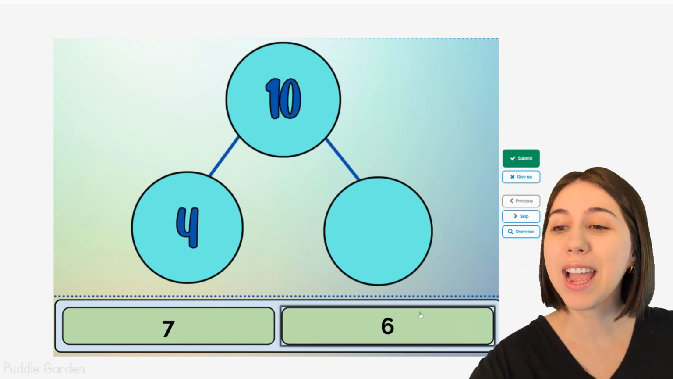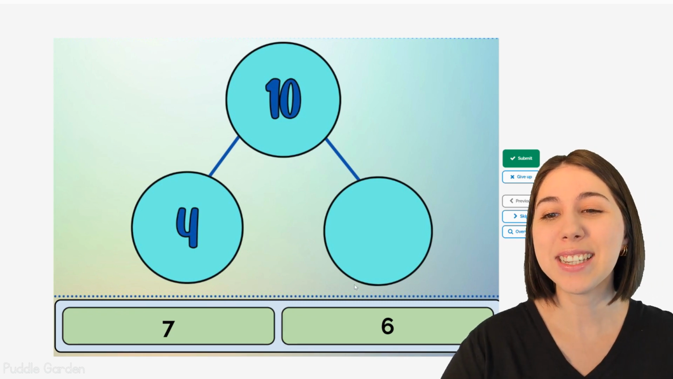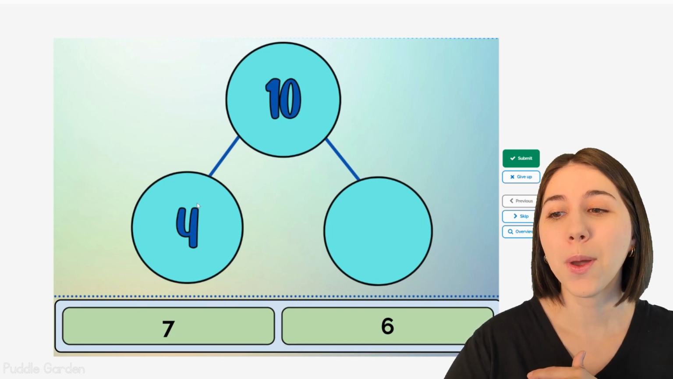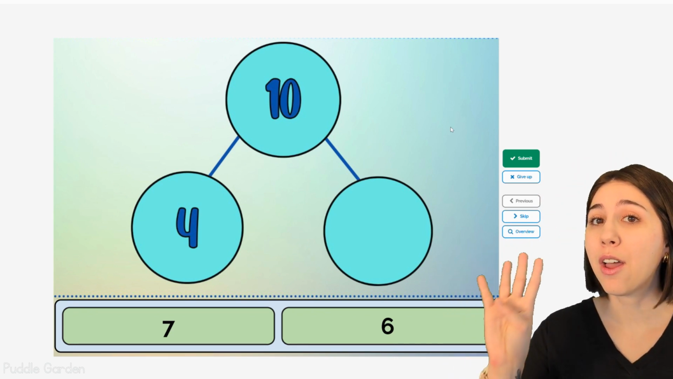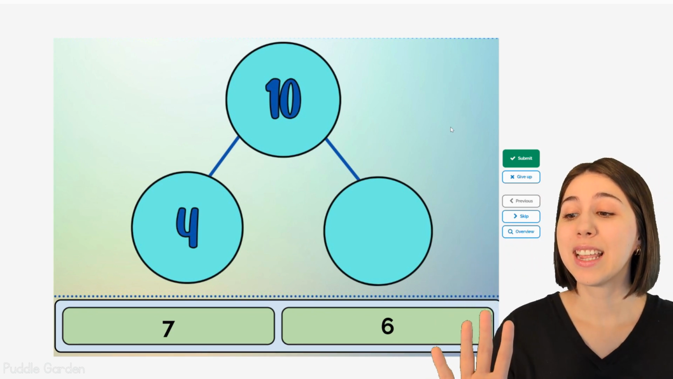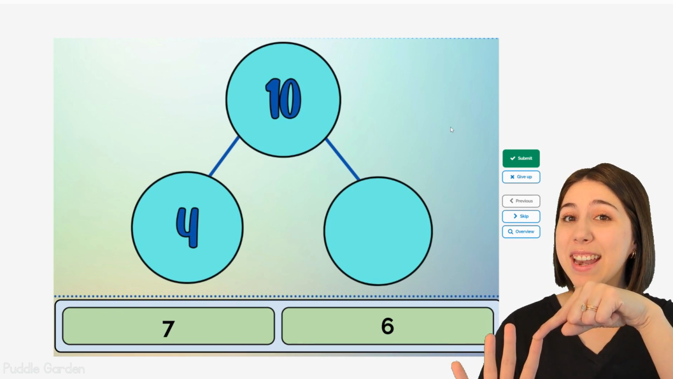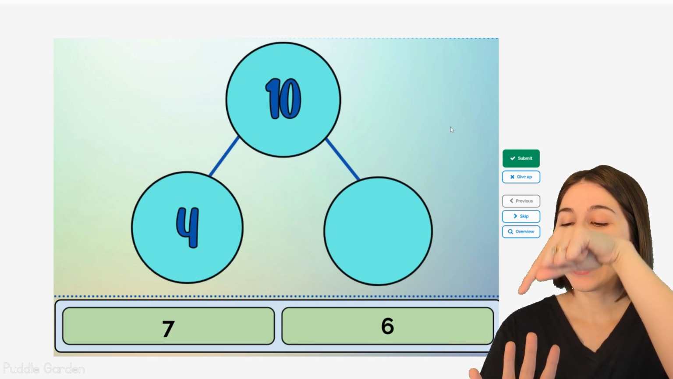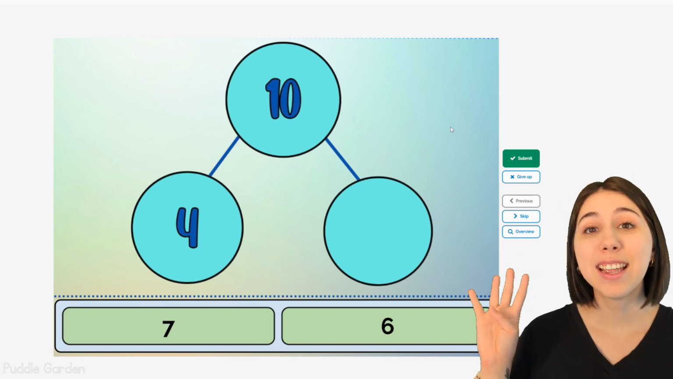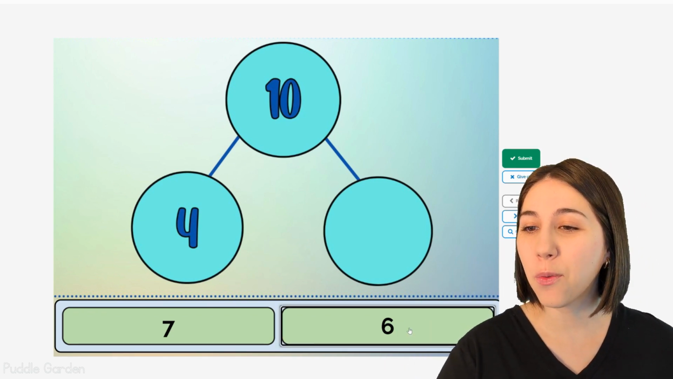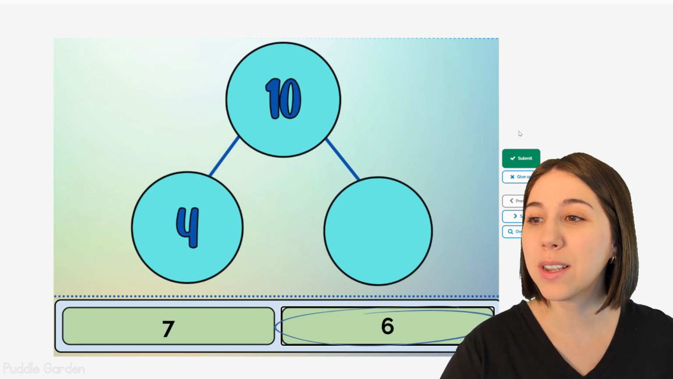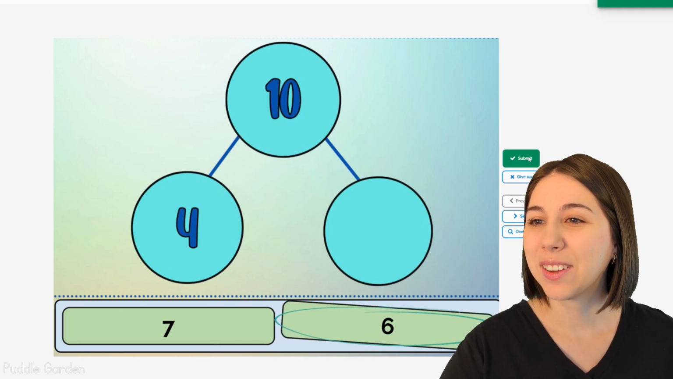No, let's try 6. If we have 6 and we're going to count on 4, let's see if it equals 10. So we have 6 and we're going to count on 4. 6, 7, 8, 9, and 10. We made it to 10. So 4 and 6 equals 10.